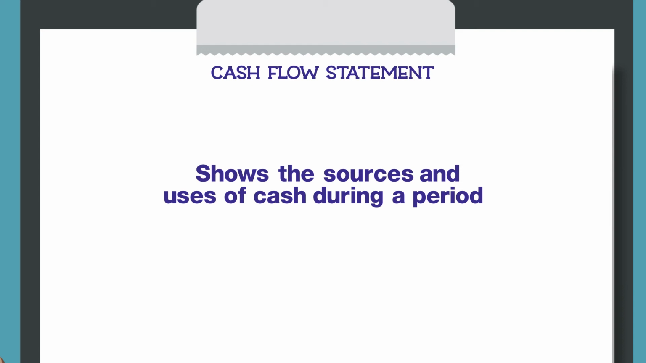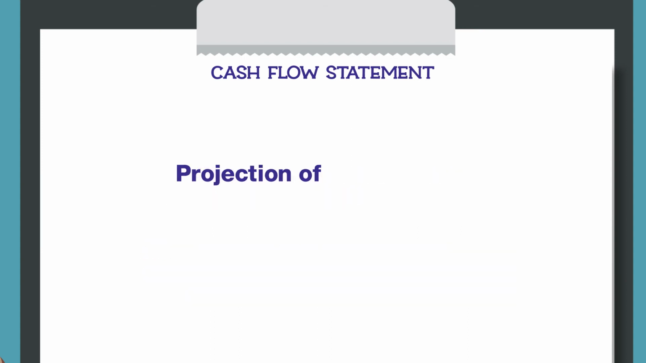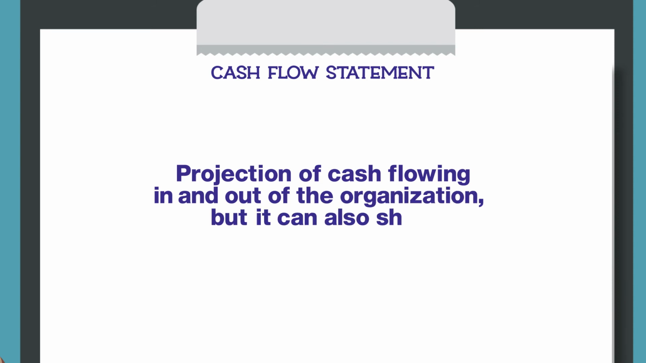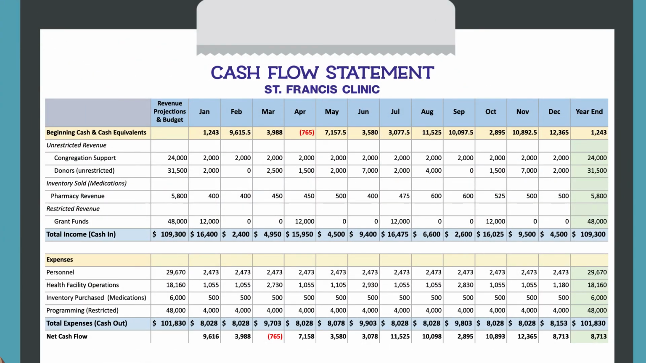The cash flow statement also shows the sources of funds and the use of those funds over a specific period of time. It is a projection of cash flowing in and out of the organization, but it can also show actual cash collected and utilized. For example, before your fiscal year, as part of planning, you may develop a budget of expenses and a cash flow projection for the year.